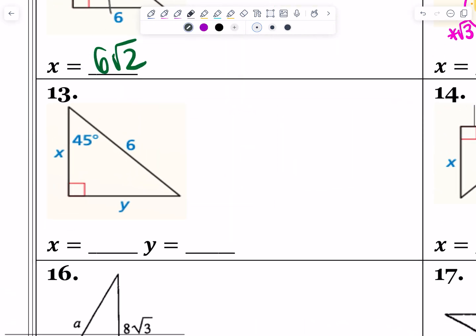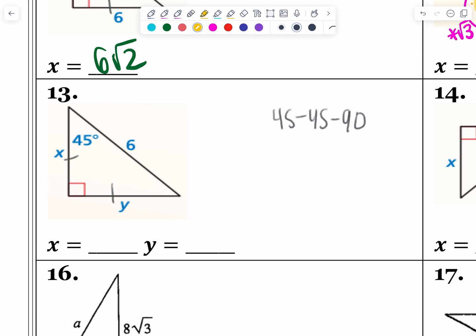Number 13, what kind of shape do I have? I have a 45, 45, 90 triangle, which immediately means that x and y should be the same answer. So I'm going from my hypotenuse, which is currently 6, and I'm going back to a short leg, or I say short leg, back to a leg.